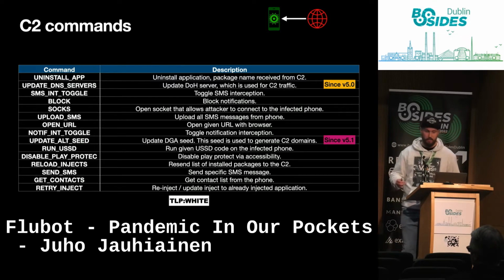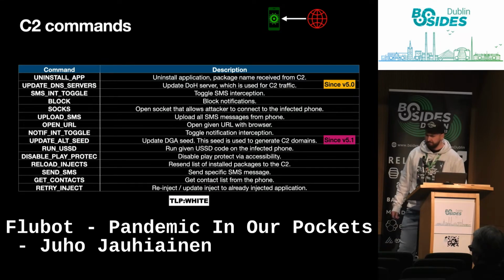This works in a way that the client sends a list of all installed packages to the C2, and the C2 answers which packages it wants to monitor for credentials. So to get the list of what they are targeting, you have to generate the list of all applications available in Google Store and send it to the C2, and then the C2 will tell you which ones they are targeting.